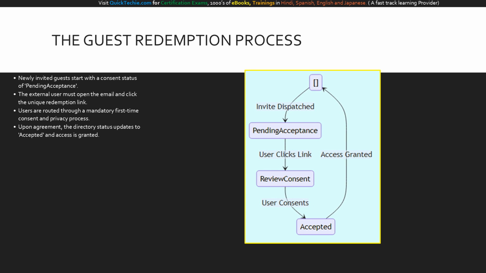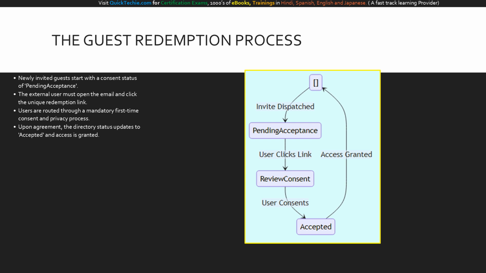They are then securely routed through a first-time consent process. This is a crucial security and privacy step where the external user explicitly agrees that your organization can read their basic profile information. Immediately after the guest user accepts this invitation and provides their consent, the status value in your directory dynamically changes to accepted. Only after this status change is the user fully authorized to traverse into your tenant.